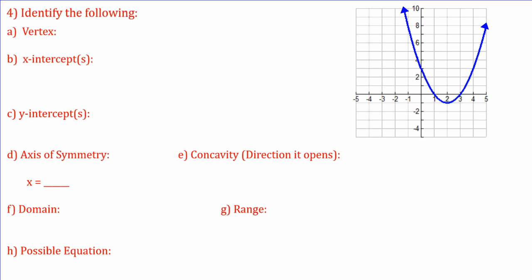First thing on the docket is finding the vertex, the turning point of our parabola. And we can see that's happening right here at (2, -1). Next, we're looking for x-intercepts, where our function's crossing the x-axis, and we can see that's happening at (1, 0) and (3, 0). How about the y-intercept? We have that at (0, 3). Axis of symmetry, remember it's going to go through the vertex, so x equals 2.